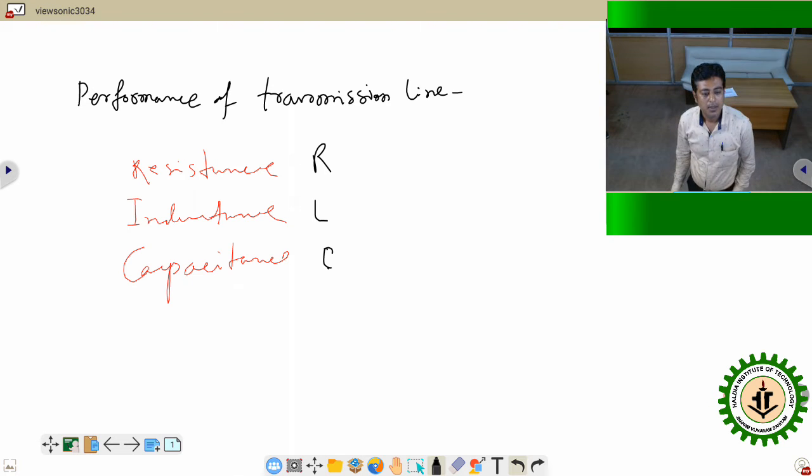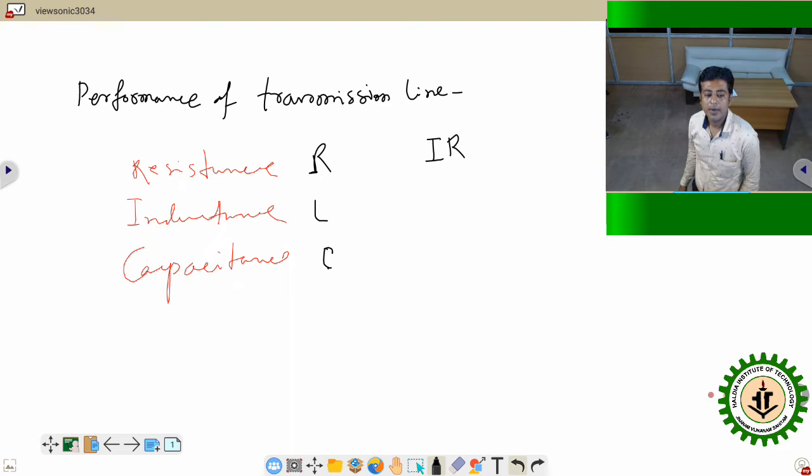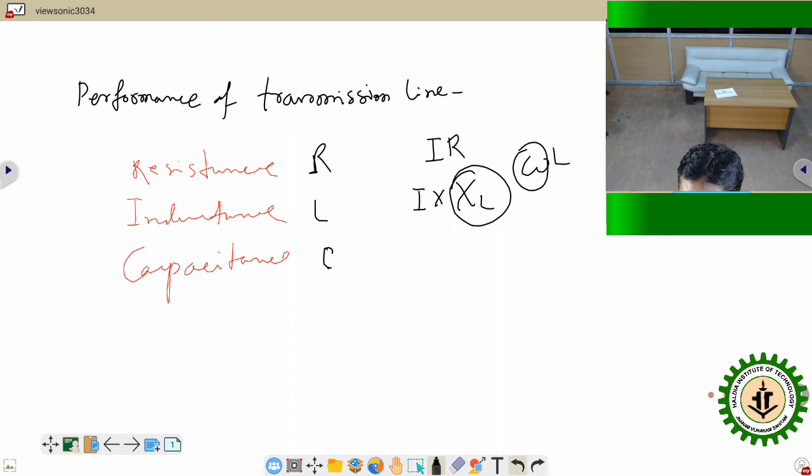When you consider the resistance, basically there is resistance loss, the first being the drop. If I is the current, we get the IR drop in the transmission line. Next, the inductance drop in the transmission line is I multiplied by XL, where XL is the inductive reactance, which is omega L. That means omega is 2 pi f, so XL is 2 pi f L.